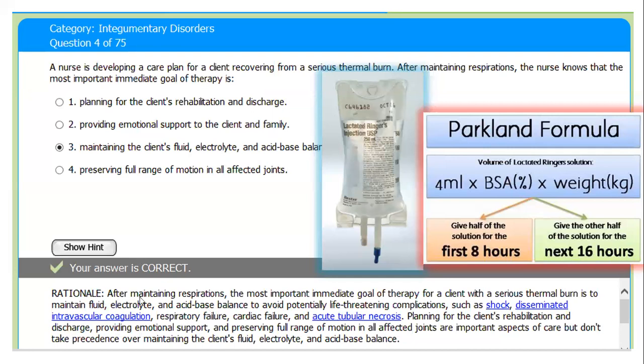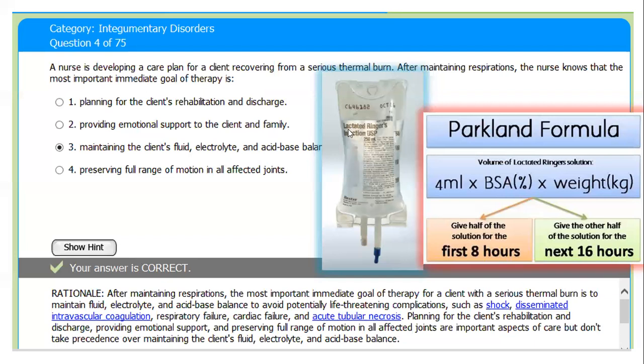So the rationale here: after maintaining respirations, the most important immediate goal of therapy for a client with a serious thermal burn is to maintain fluid, electrolyte, and acid-base balance to avoid potential life-threatening complications like shock, disseminated intravascular coagulation, respiratory failure, cardiac failure, and acute tubular necrosis. Burns lead to complications like shock, and shock leads to death. So fluid is important. But what kind of fluid do we choose? We choose lactated Ringer's.